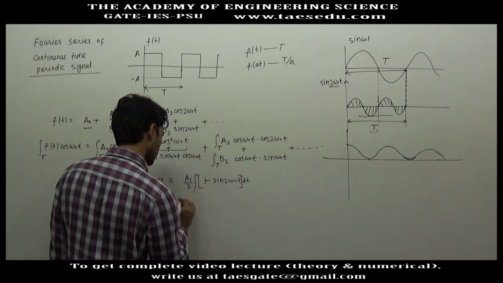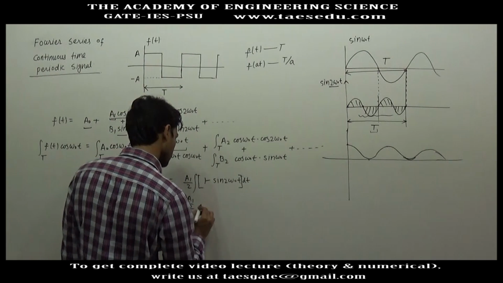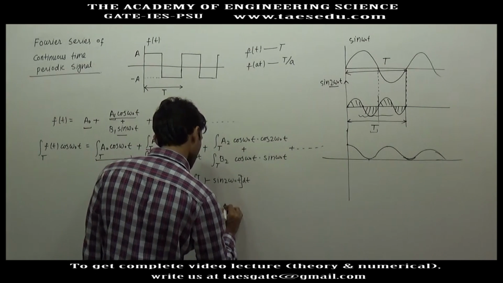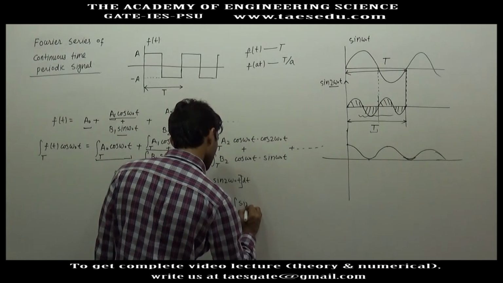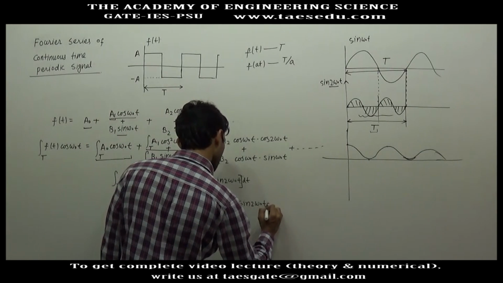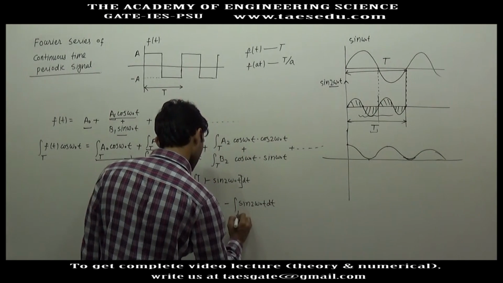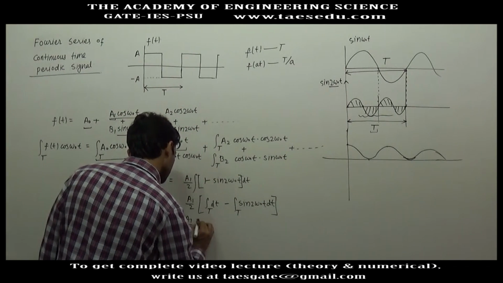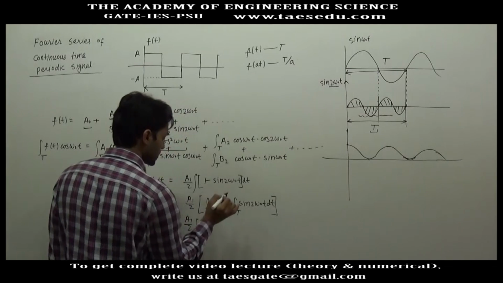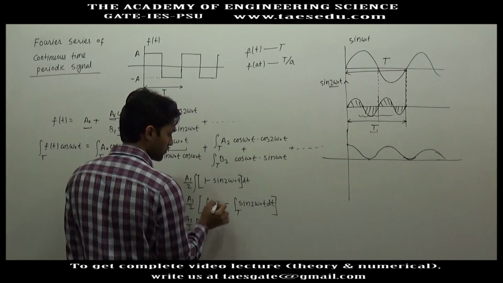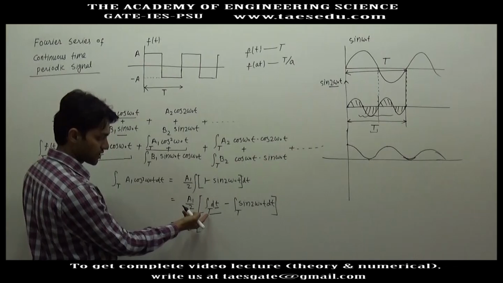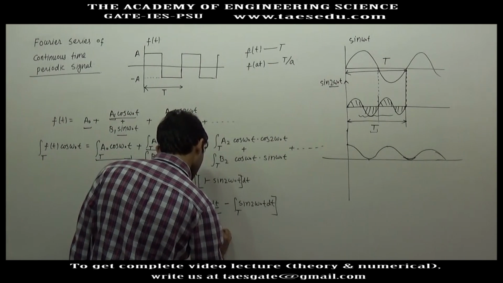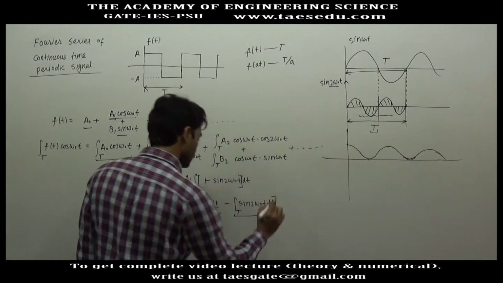Okay, a1 by 2 integration dt minus integration sin 2 omega naught t dt for a duration of T. This will be a1 by 2. What will be this integration? For dt you will have t, and if you take limit from 0 to T you will get capital T. And what is the integration of this term?